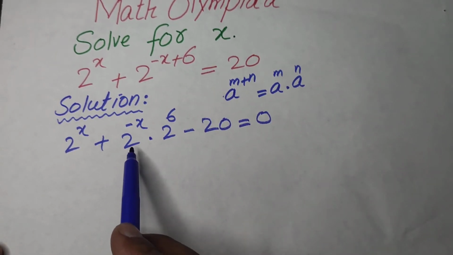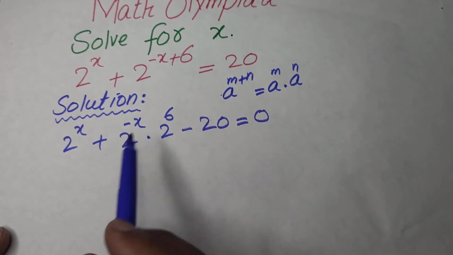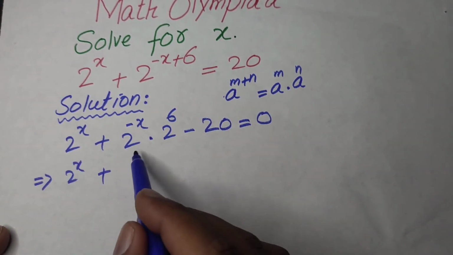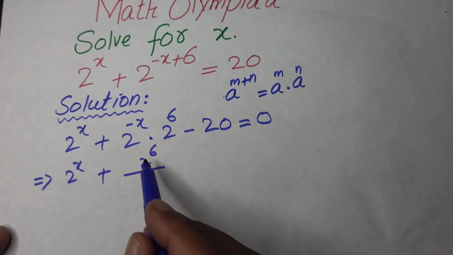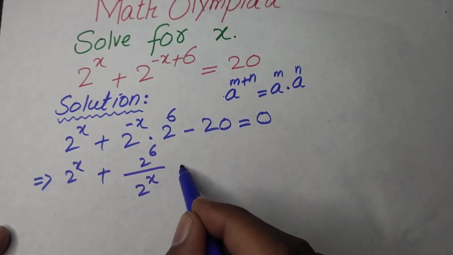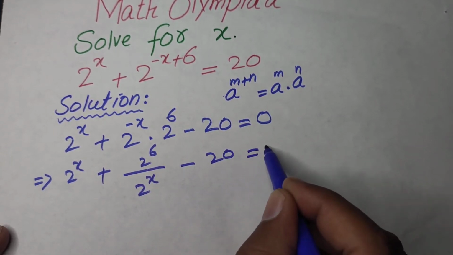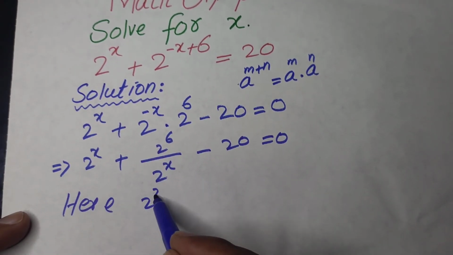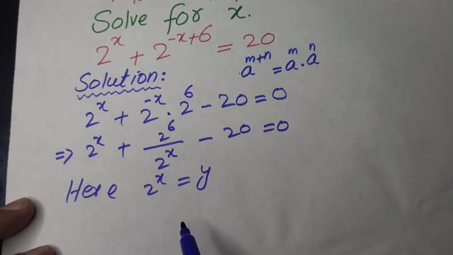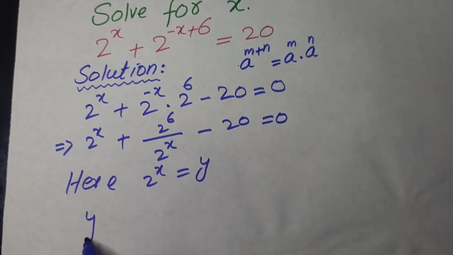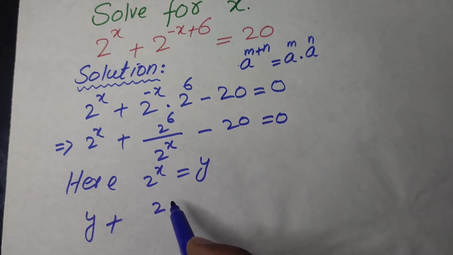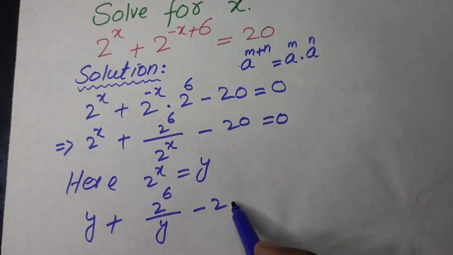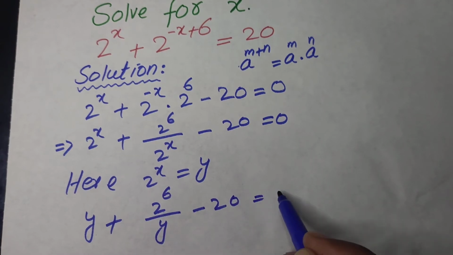And after that, this is the term 2 to the power of minus x, and we know that it becomes 2 to the power of plus x if we take it in the denominator. So this becomes 2 to the power of plus x, and minus 20 is equal to 0. So here we take 2 to the power of x is equal to y, and this expression becomes y plus 2 to the power of 6 over y, and minus 20 is equal to 0.